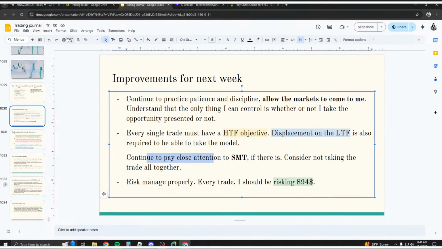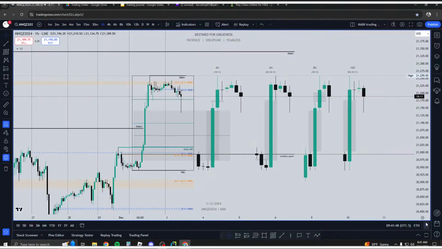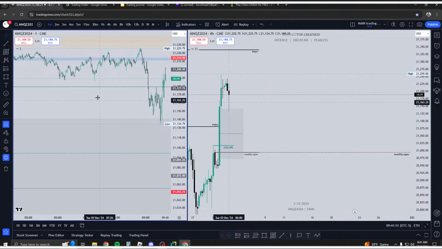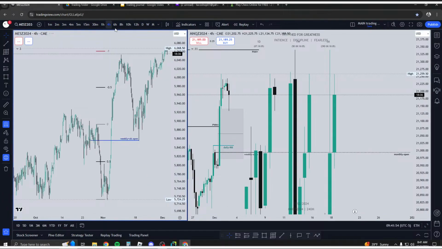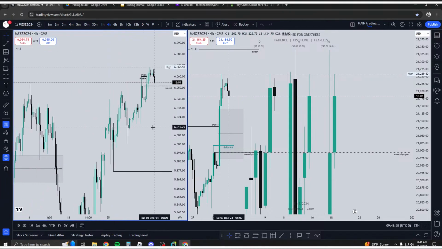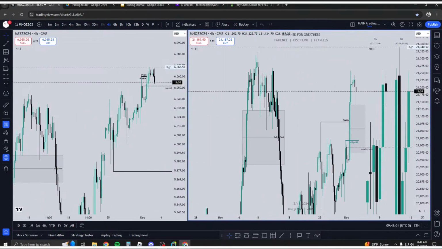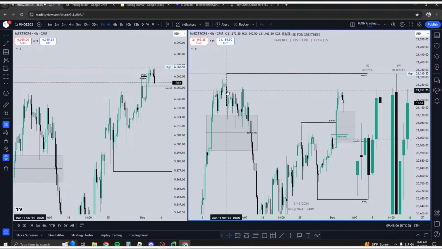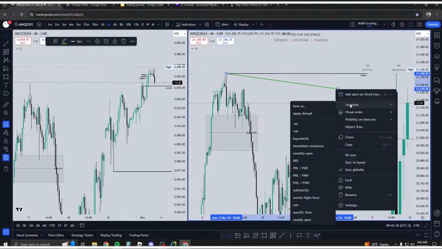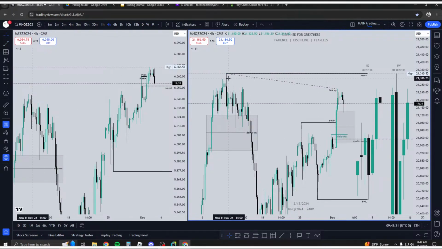So this is something that I didn't mention here yet. If you guys take a look at ES, we have SMT here. So notice, go to the 4-hour candle and look at the November 11th 6 a.m. candle. Notice how we have an SMT here between the markets. So there's actually SMT right here between ES and NQ.